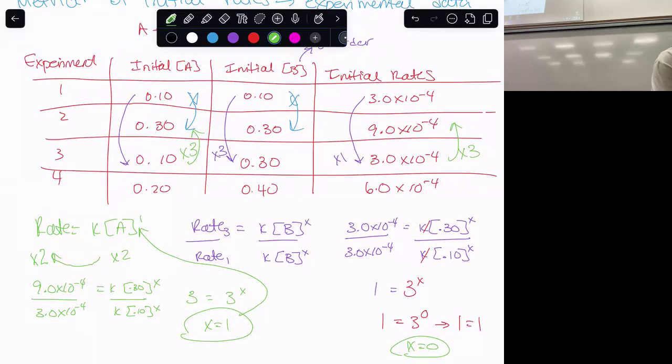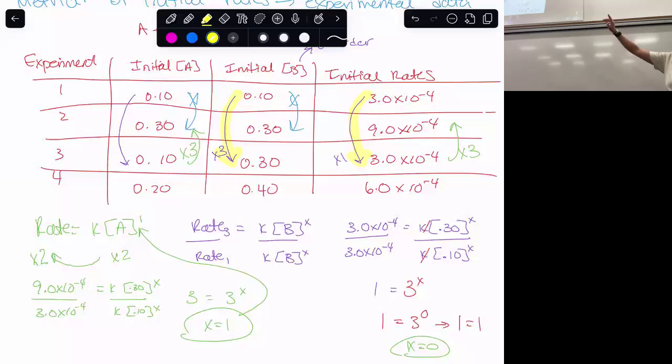So if we looked at this one here and this one here, when we changed 0.1 in B to 0.3, we said that was a times 3. When we looked at the rates, we said that's a times 1. So if the rate is not changing while the concentration is changing, the order is always 0.